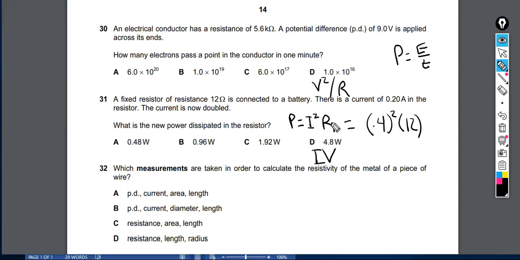So if you do that, I think you get what? C? C is the correct answer for 31. Any questions on that?